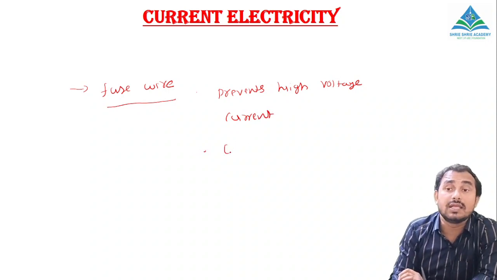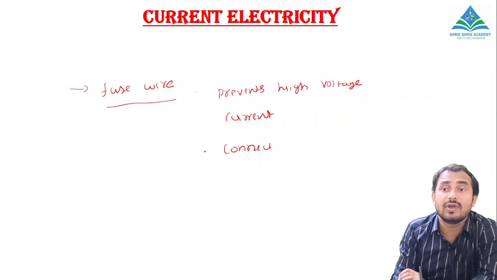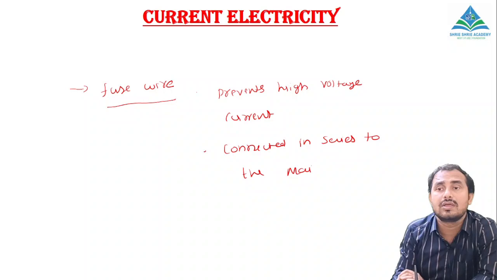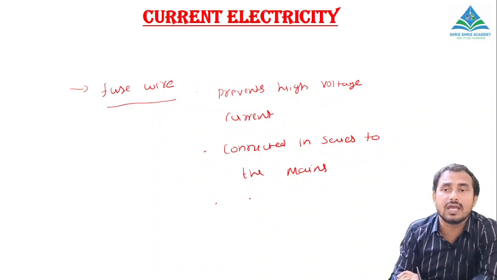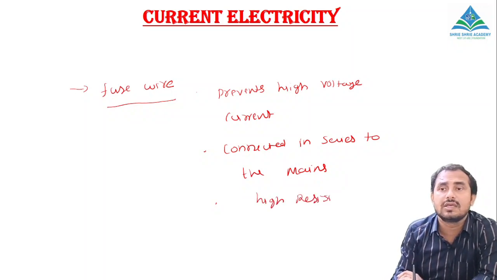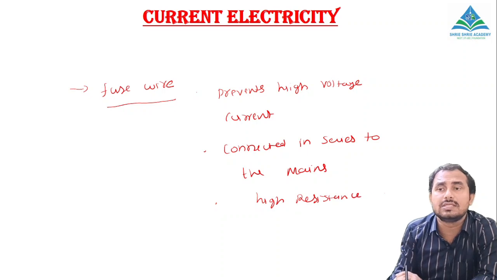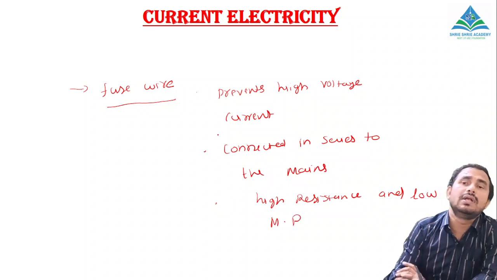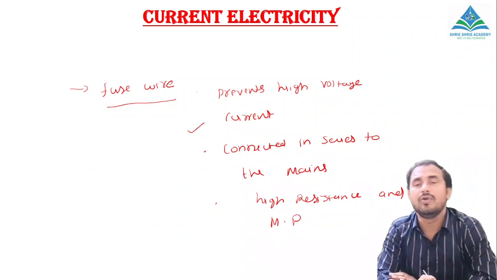Fuse wire is always connected in series connection, in series to the main. And the property of the fuse wire is that it should have high resistance and low melting point. Okay, one time they have asked this also about fuse wire, right?